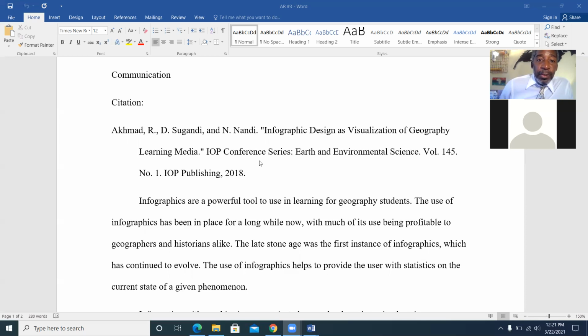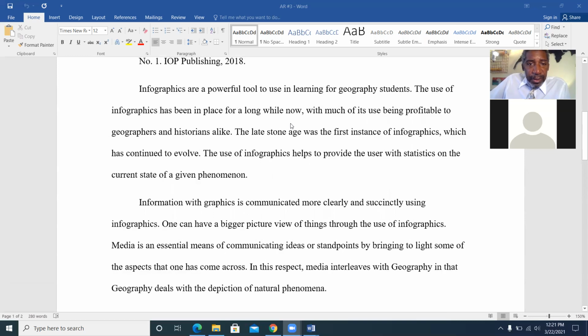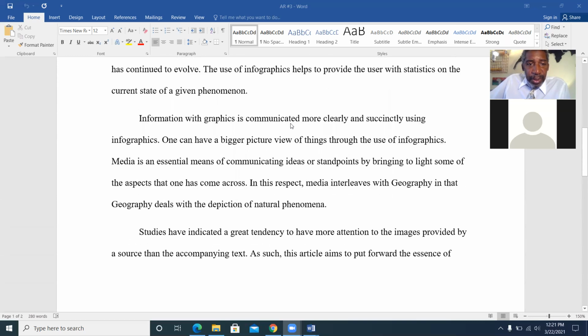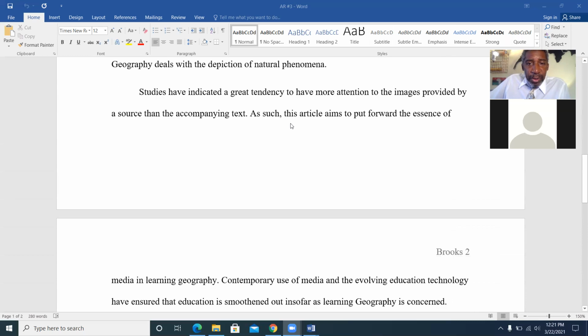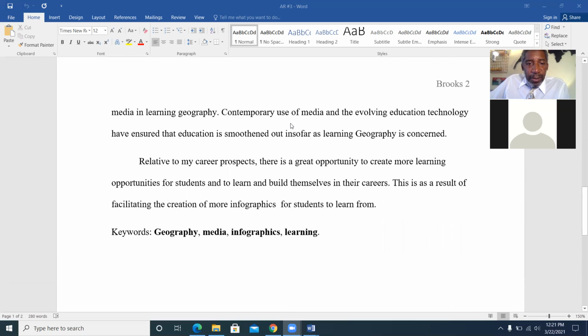citation. So let's say, so she's in infographic design is a visualization of geography learning media. Good article choice. I would like to actually read it perhaps, but I can't because there's no link here. So just remember that next time. Okay, infographics. And she goes on. Pretty good summary, good thorough summary, clearly describes the article in detail.